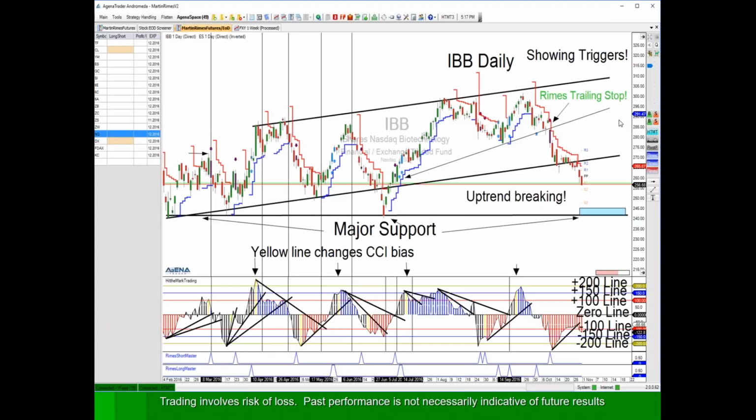Let's see what else. Jan, check the exits on the AgenaTrader, okay? Okay, let's see. What are the meanings of this color? Oh, we went through that. Okay, I went through that.